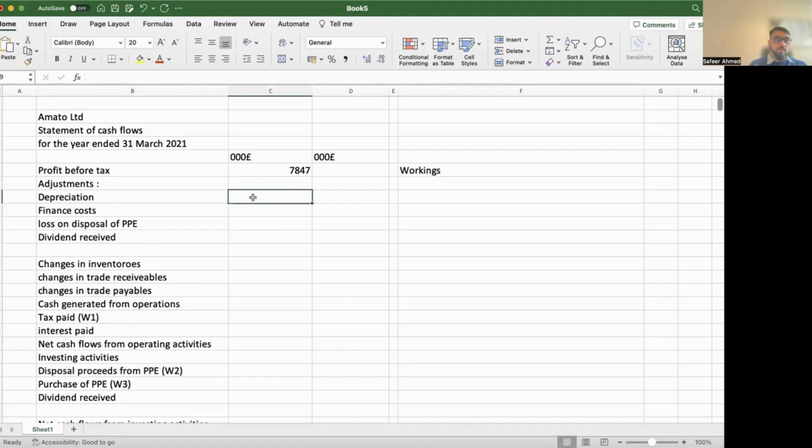Now depreciation, if you look at the third picture, where is the further information? As part of the depreciation, you can see it's 3940. We'll be adding it back. And then the finance cost, you can look at your first picture, the statement of profit or loss, and that's given to us as 250.